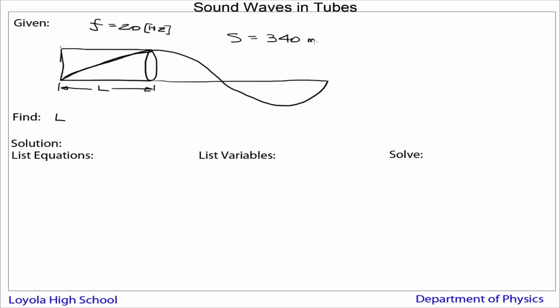You know that's a standard speed of sound. If you change altitude, air density, that number changes. But for standard problems we're doing in the class, it's 340 meters per second. That's the speed of sound. So how are we going to find L here given the information?